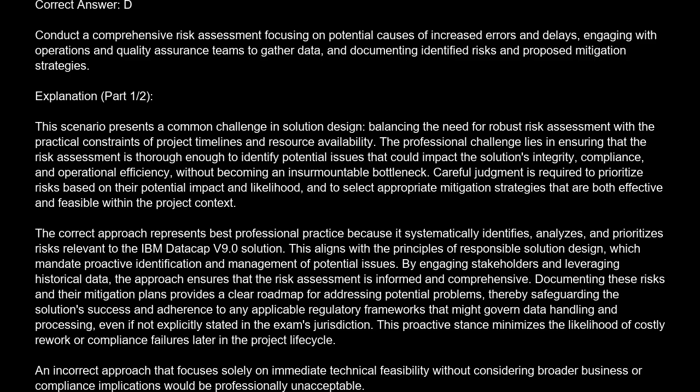Documenting these risks and their mitigation plans provides a clear roadmap for addressing potential problems, thereby safeguarding the solution's success and adherence to any applicable regulatory frameworks that might govern data handling and processing, even if not explicitly stated in the exam's jurisdiction. This proactive stance minimizes the likelihood of costly rework or compliance failures later in the project lifecycle.